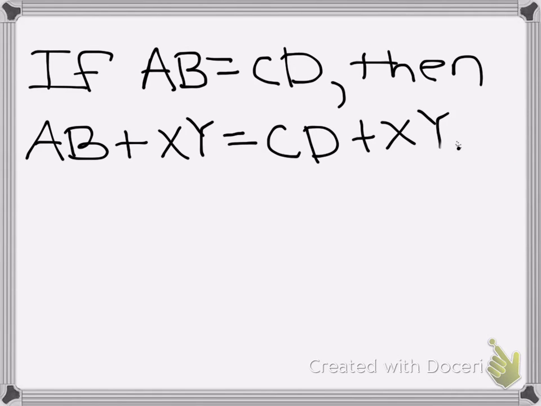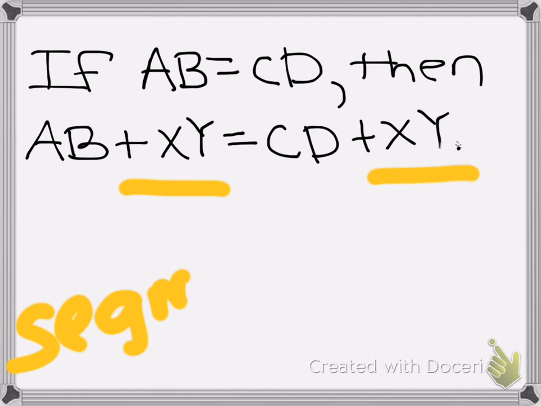Here you have 2 segments, AB equals CD, and it's saying that AB plus XY is going to equal CD plus XY. So they're adding a segment to each segment there. So if you're adding a segment, this is called the segment addition property.